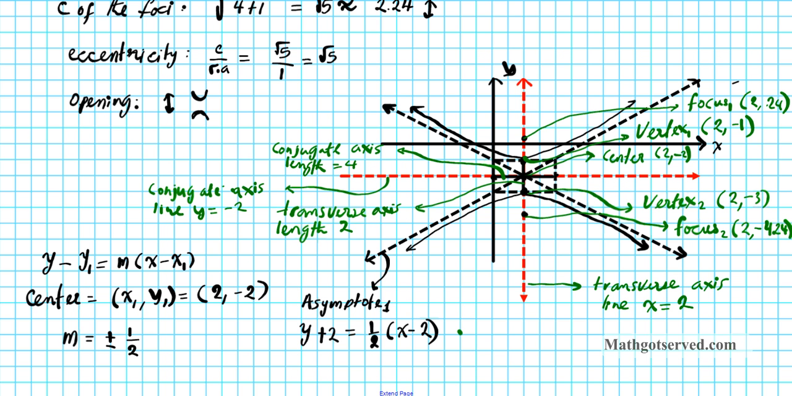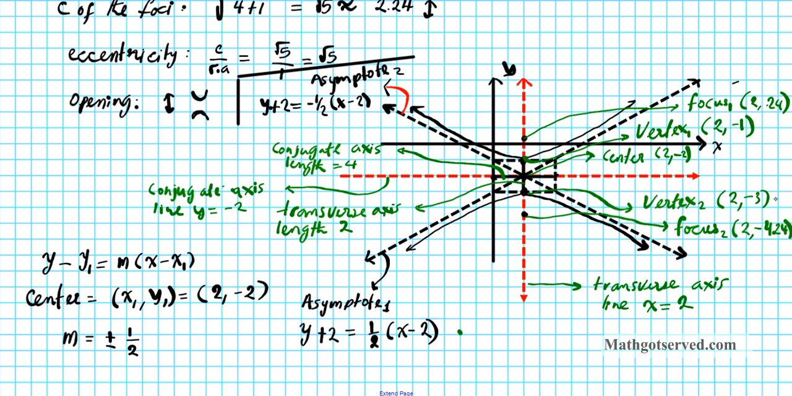Asymptote 2 just has the opposite slope of this, so asymptote 2 is up here. Label that. This is asymptote 2. So using the same procedure, we have y minus y1, y plus 2, the same thing as this equation, but just take the opposite of the slope, so negative 1/2 times x minus 2. All right, so there goes the equation of your asymptotes. Okay, let me just partition this a little bit so you don't get confused. All right, so there you have it.